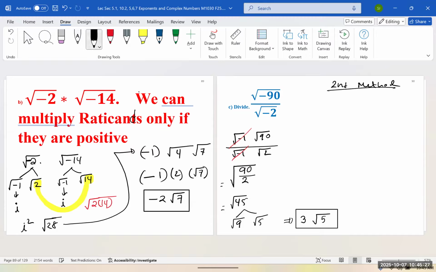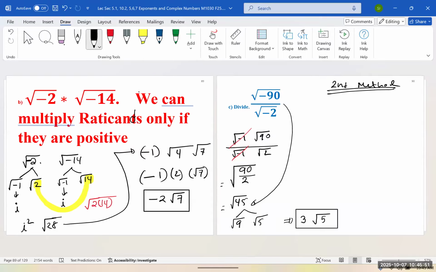Can you think of any other method? Jeff. You can do that. They're going to get canceled anyway. So from here, you get straight square root of 45. Any other method?